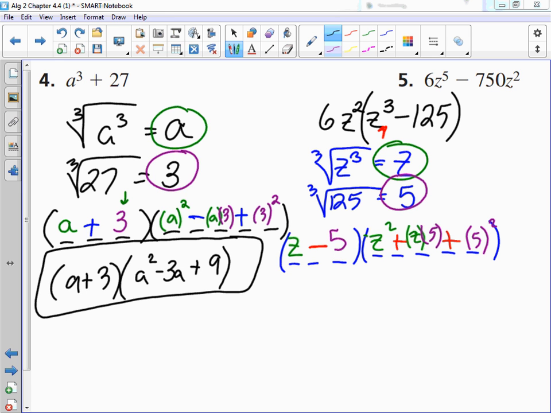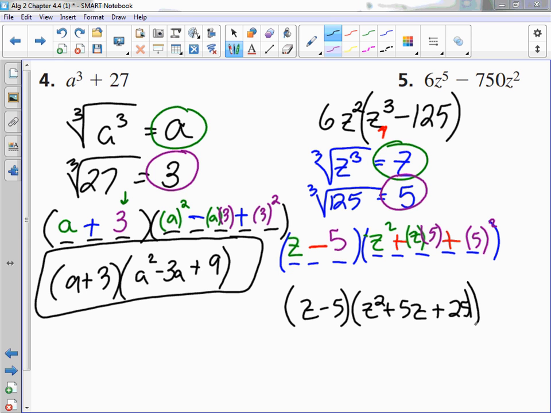So let's simplify this a little bit. So this would be z minus 5 times z squared plus 5z plus 25. And that would be it. That's all we'd have to do for this here. Any questions on any of this here?